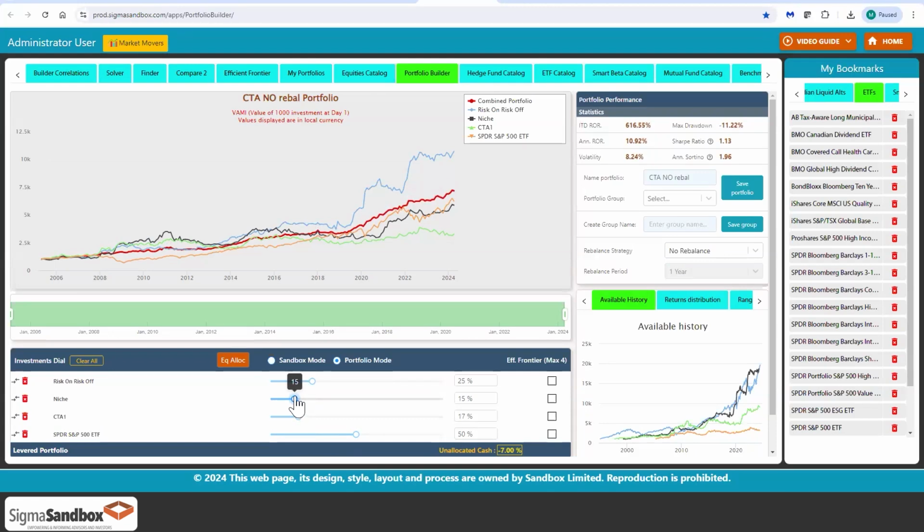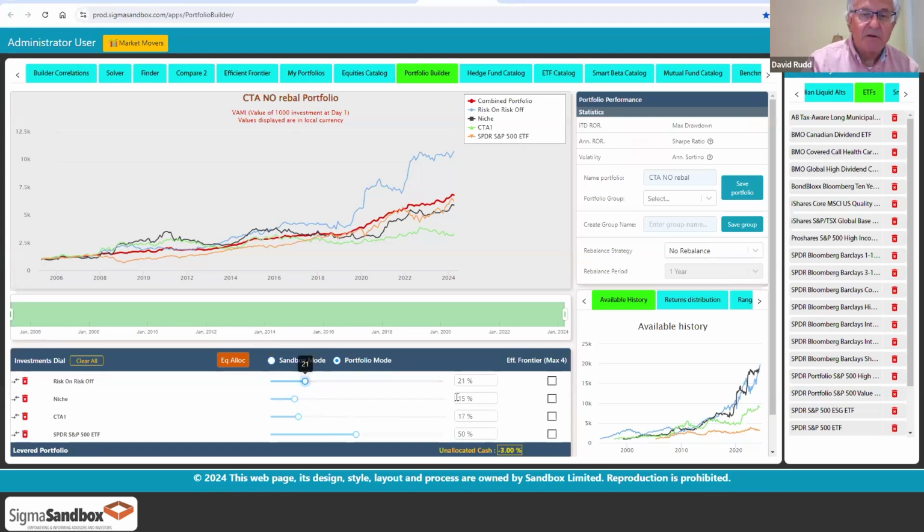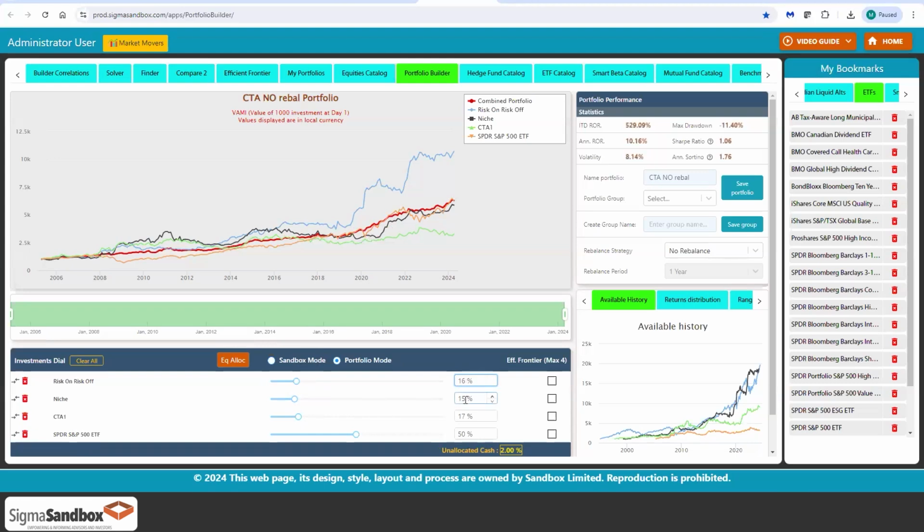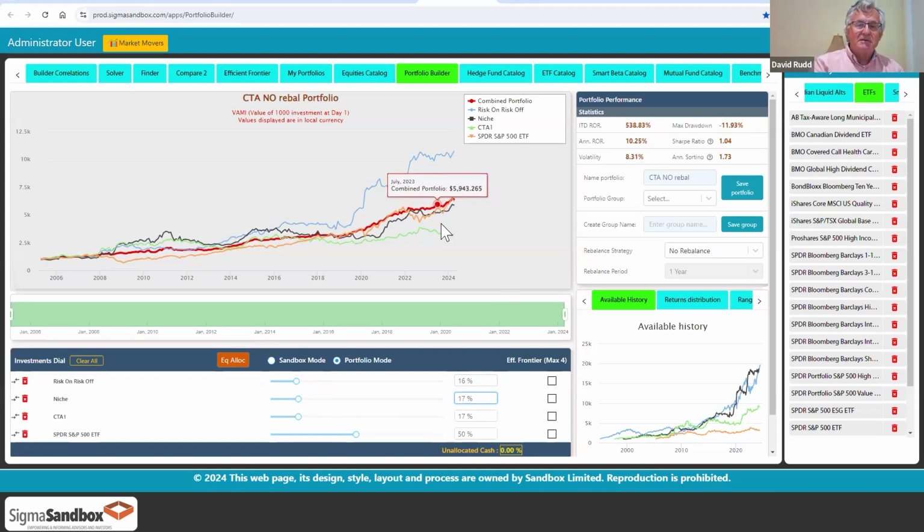I could type them in, but I guess there we go. Close enough. I'll type them in. 16 and 17. Okay. Now that red line is reflecting this portfolio.